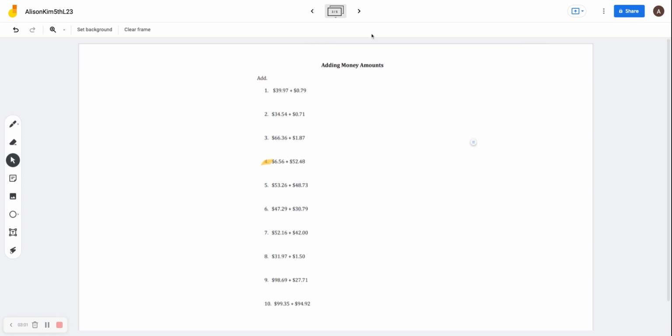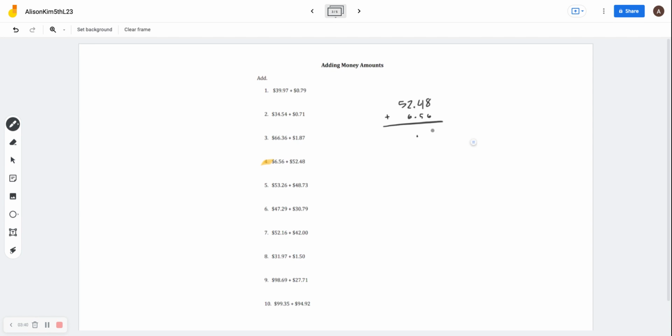Now it says adding money amounts. There's nothing different about adding money and adding decimals because it's the same thing. You just put a dollar sign. So let's just do number 4. Number 4 gives us 52.48 plus 6.56. Let's make the decimal points a little bit bigger. And then this time we're going to bring the decimal point down right here. Behind the decimal point should be 2 decimal places.